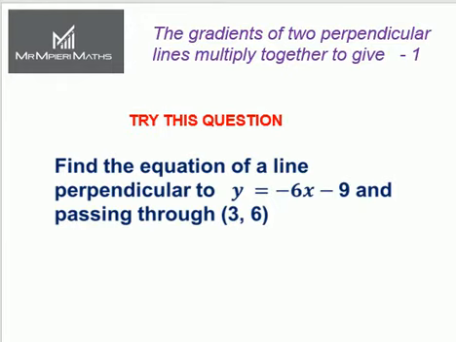Try this question. Find the equation of a line perpendicular to y equals minus 6x minus 9 and passing through the point (3, 6). Press pause. Have a go. When you're done, press play.